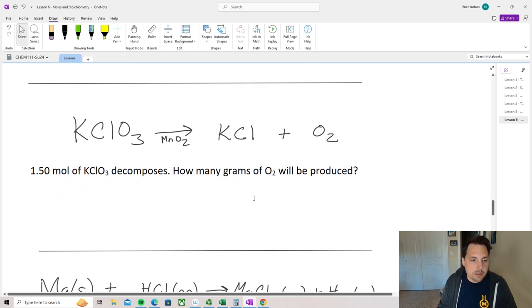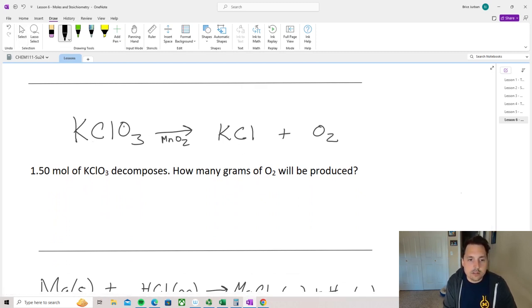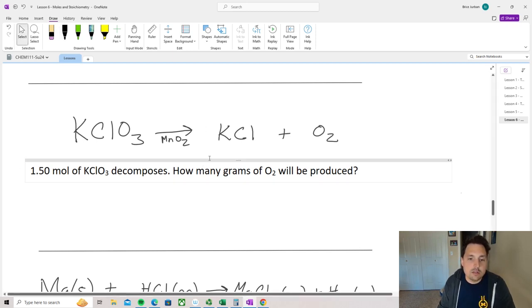All right, next problem. If I have potassium chlorate, this compound KClO3, we'll learn how to name those later on. It can decompose or break apart into simpler substances of KCl and oxygen in the presence of this catalyst, this manganese oxide compound. So if we have 1.50 moles of it decomposing, and we want to know how many grams of oxygen are going to be produced, now we need to do a couple steps.